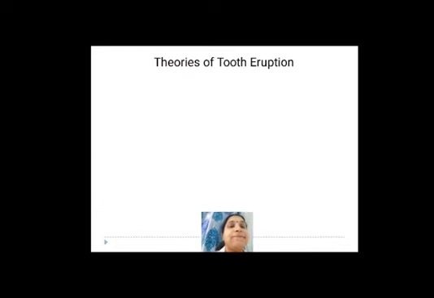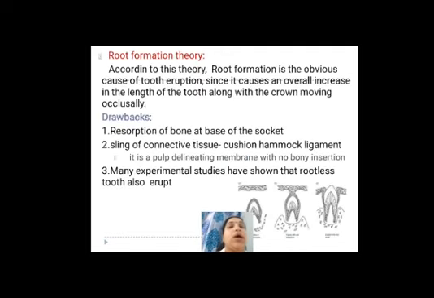And there are some theories that are quoted for this actual eruption of teeth. The first theory is root formation theory. So what does this theory say? According to this theory, the tooth erupts only because of root formation, because it causes an overall increase in the length of the tooth along with the crown moving occlusally. But there were some drawbacks for this theory for which it was not accepted. One is there will be some resorption of bone at the base of the socket.